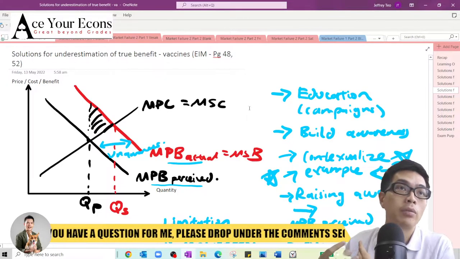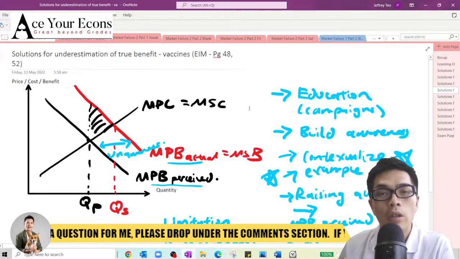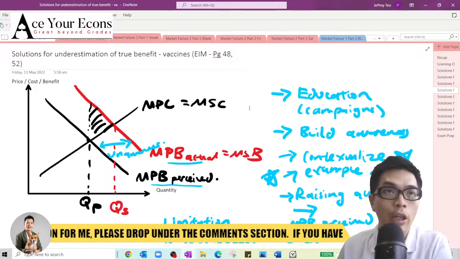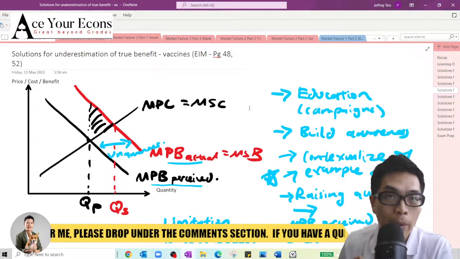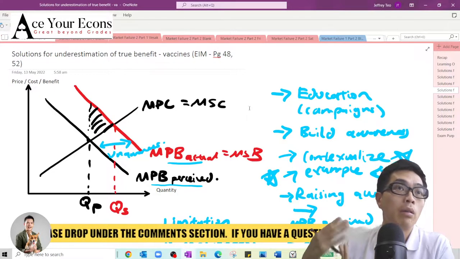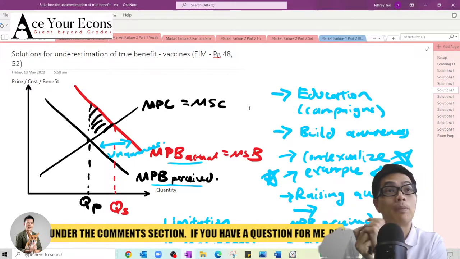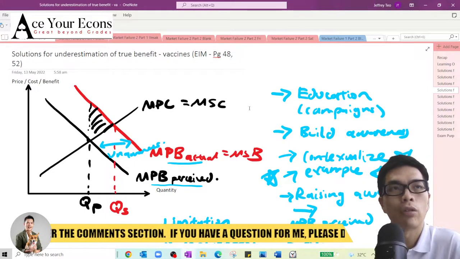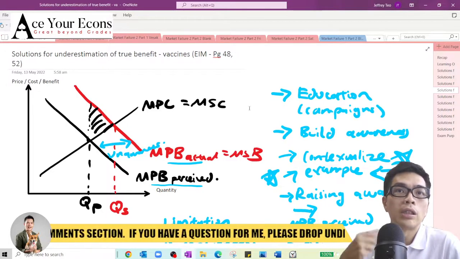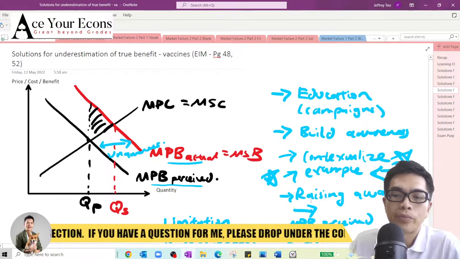And then you also have to be sensitive to what policies are available. Usually they are education-based policies. So long as you see education, so long as you see campaigns, you have to be concerned that info failure could be present. So be sensitive about policy. Sometimes the policies can tell you what problems are present. This is how you reverse deduce what problems were mentioned in the extract.